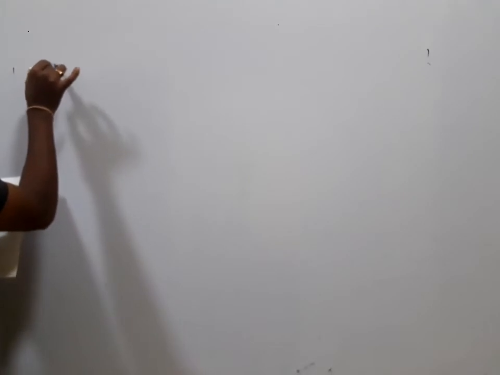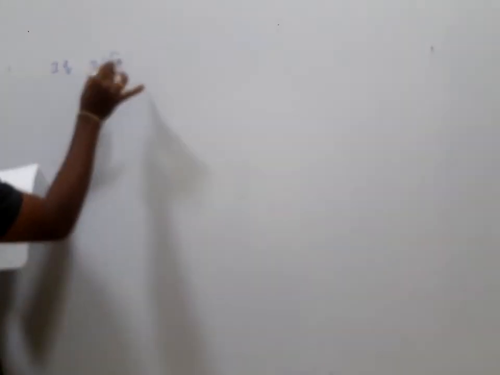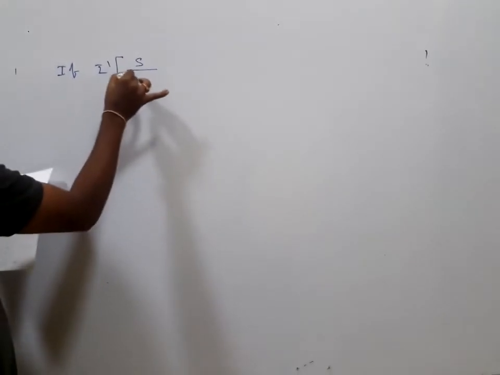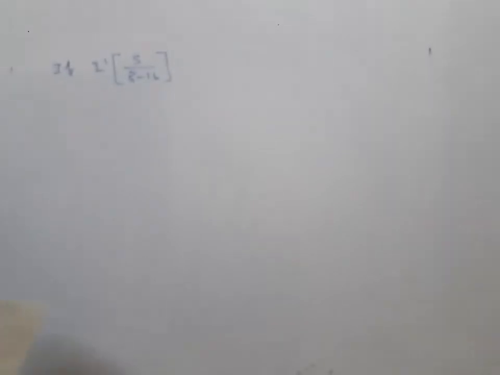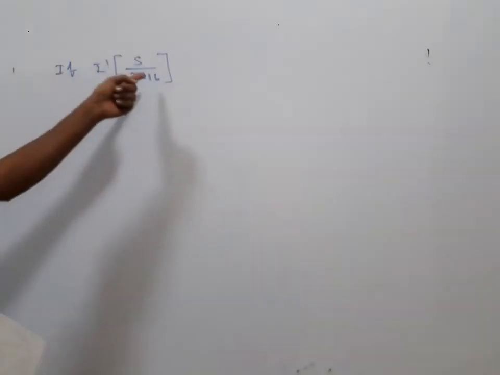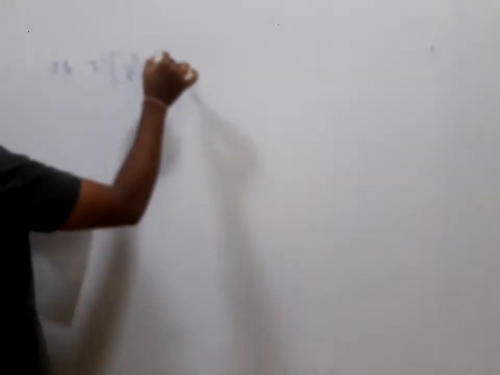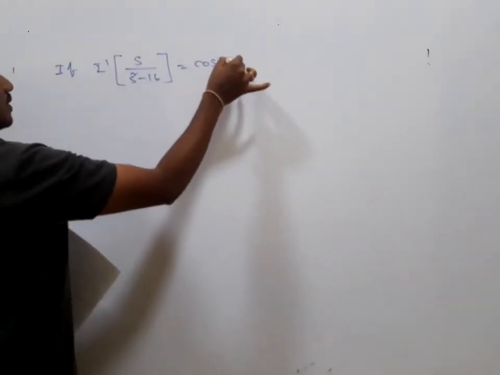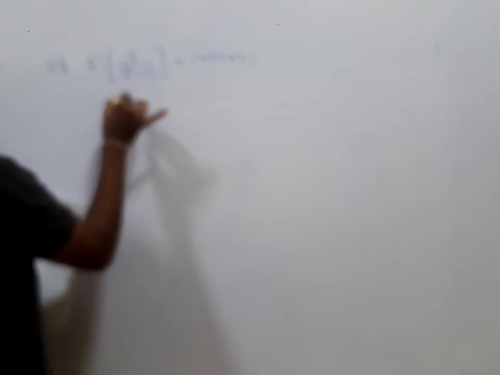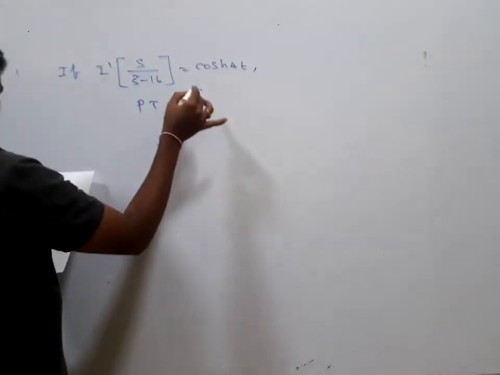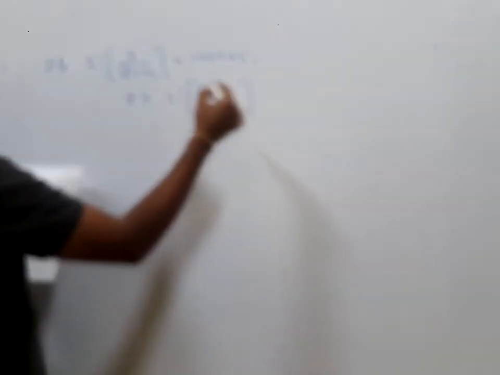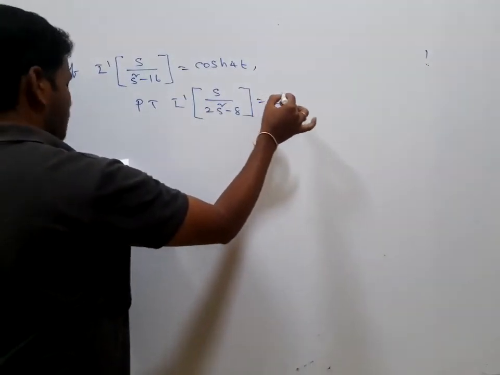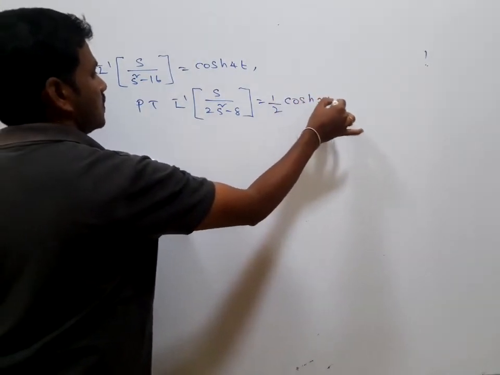Next, if L inverse of s divided by s square minus 16, this is nothing but what? You know that s divided by s square minus a square is cos h at, actually this is cos h 4t. Then prove that L inverse of s divided by 2s square minus 8, by using the change of scale property, is 1 by 2 into cos h 2t.